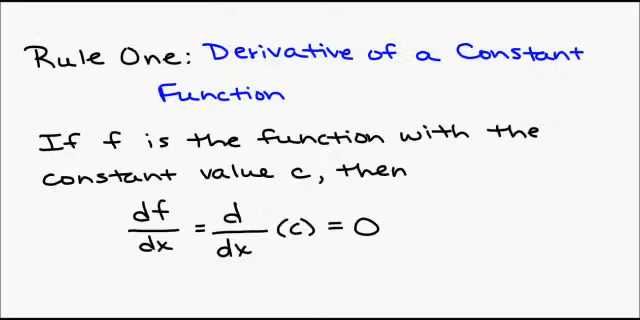Rule 1. The derivative of a constant function. If f is the function with the constant value c, then the derivative of that function is equal to 0. So, for instance, if I wanted to take the derivative of y equals 6, that equals 0.